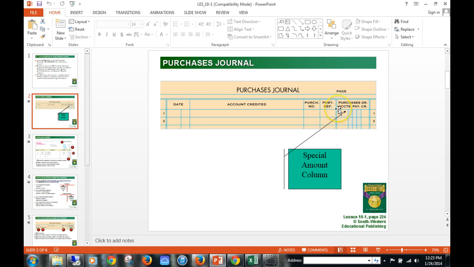And finally, we have the special amount column. So you see the purchases is debited, accounts payable is credited. So we only need one column for this, and that's why, because every time it's going to go into these 2 accounts. We're going to include a page number for the accounting cycle as well. Pretty simple.